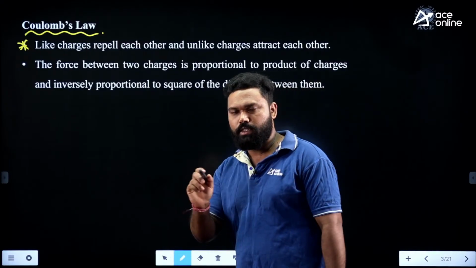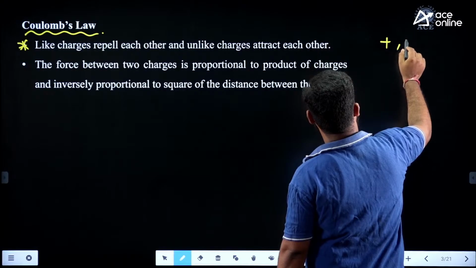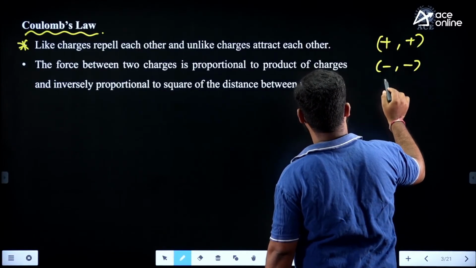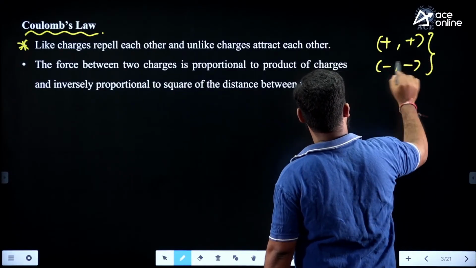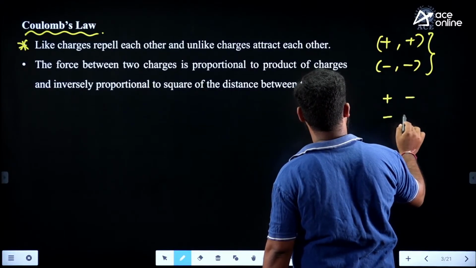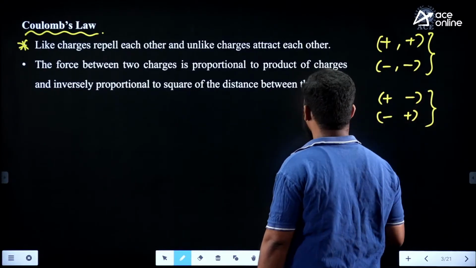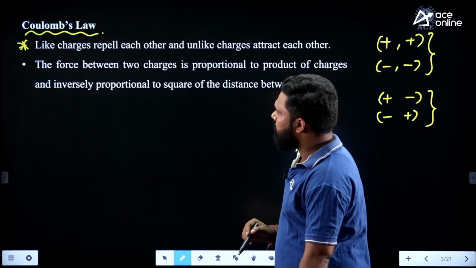What are the like charges? Positive, positive. Negative, negative are the like charges. For these, there will be a repulsion force between them. And what are the unlike charges? Positive, negative, negative, positive. Fine. So there will be a force of attraction between them. That is the first statement.